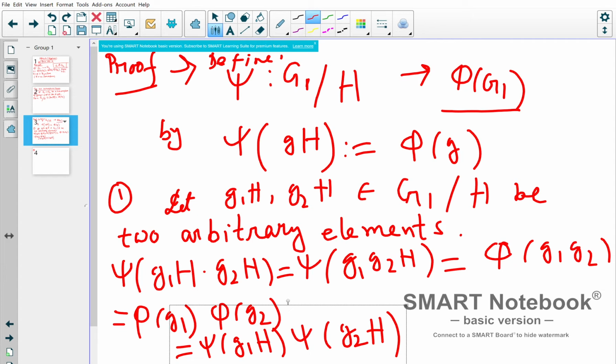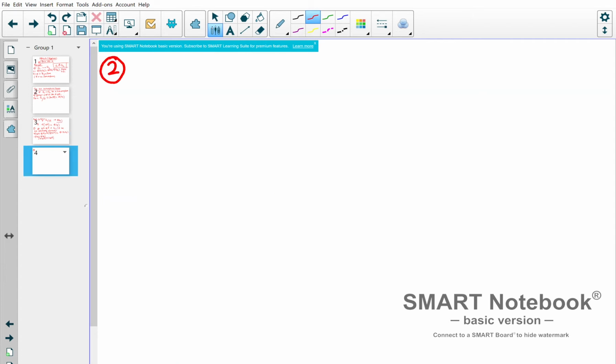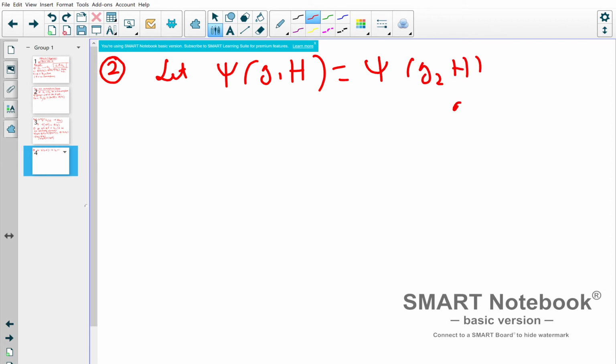So let us check if it's an injective map or not. To check that something is injective, what do you need to check? You need to check that if, say, psi of G1 H equals psi of G2 H, for any G1, G2 belonging to G1, then, as cosets, G1 and G2 are the same.